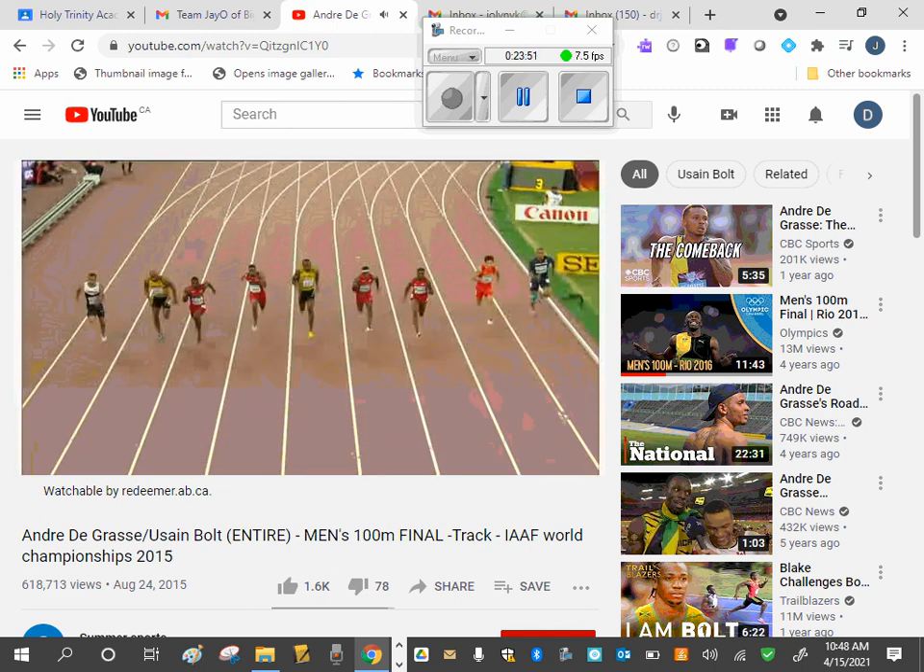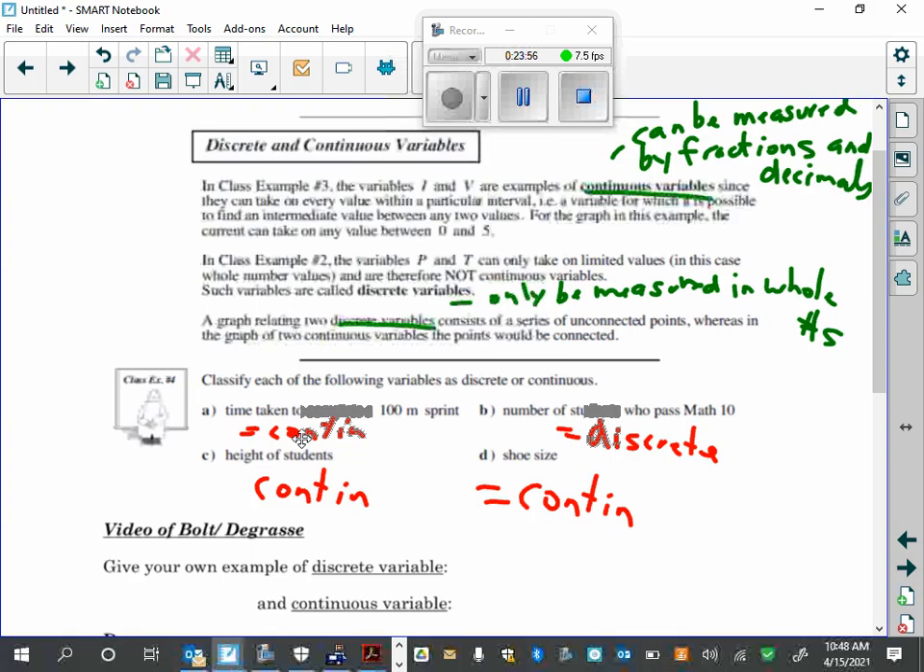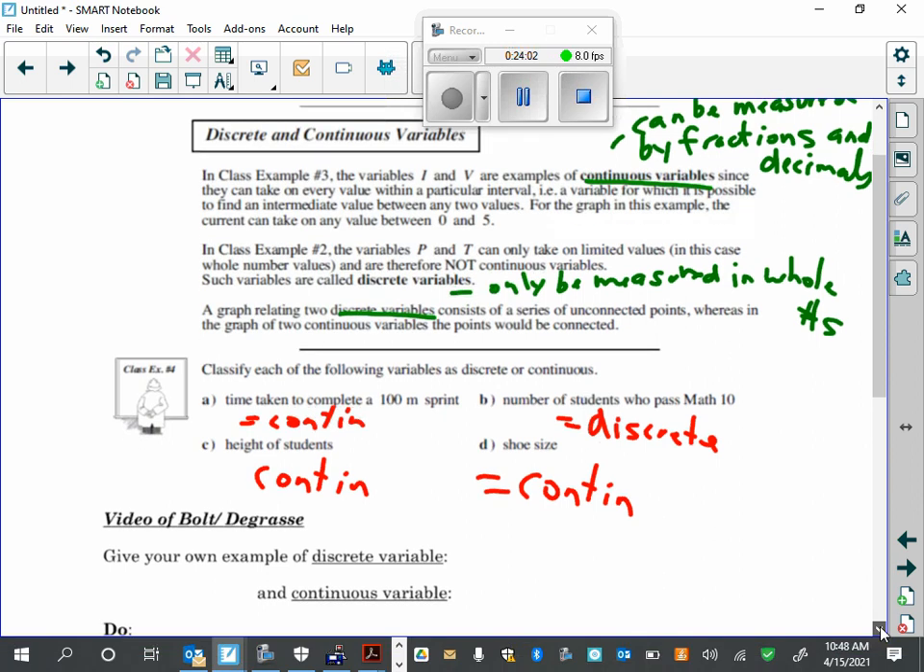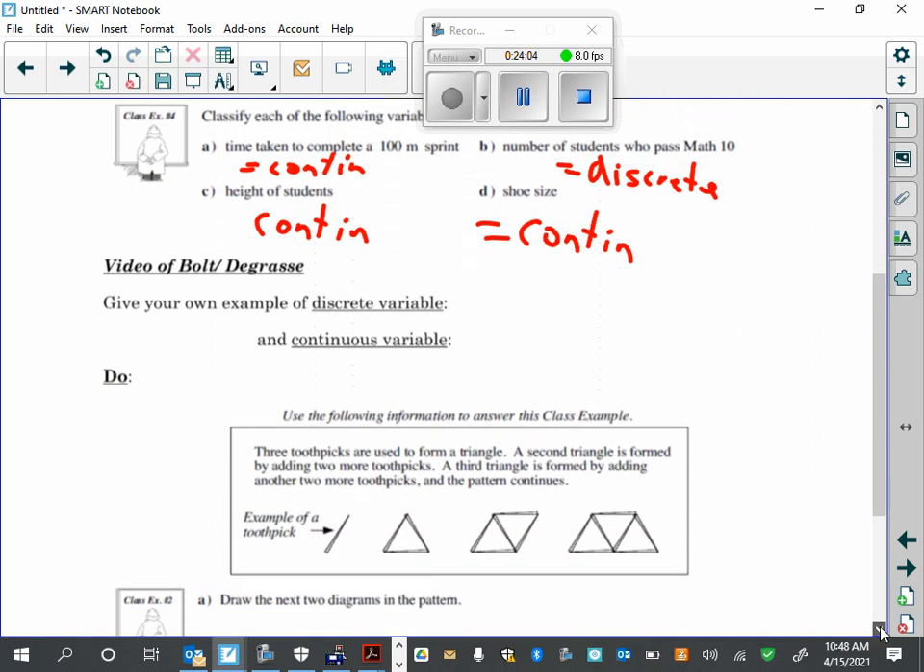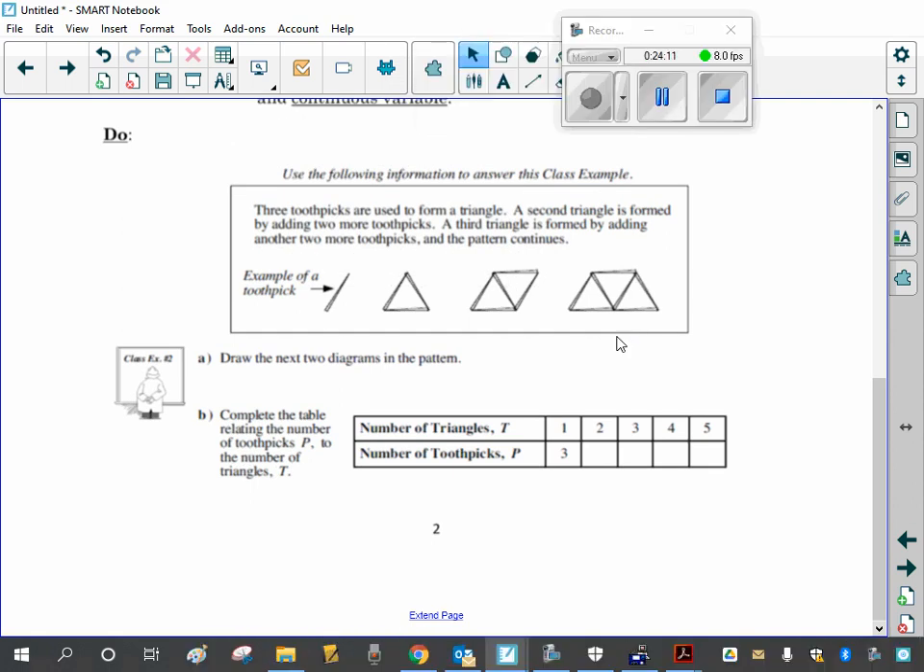Oh, I guess there's no mascot. I'll get the other one. Okay, so there we go. Discrete, continuous. Do this one, please. Toothpick question. And I want to brighten your day, so I'm going to try to find the mascot video.